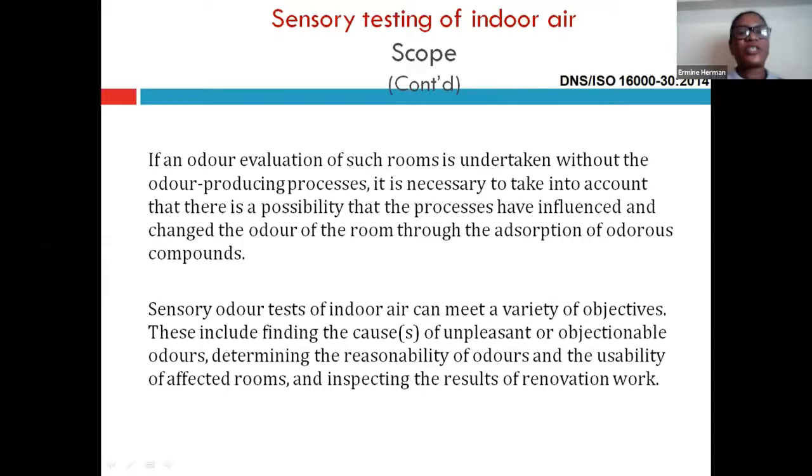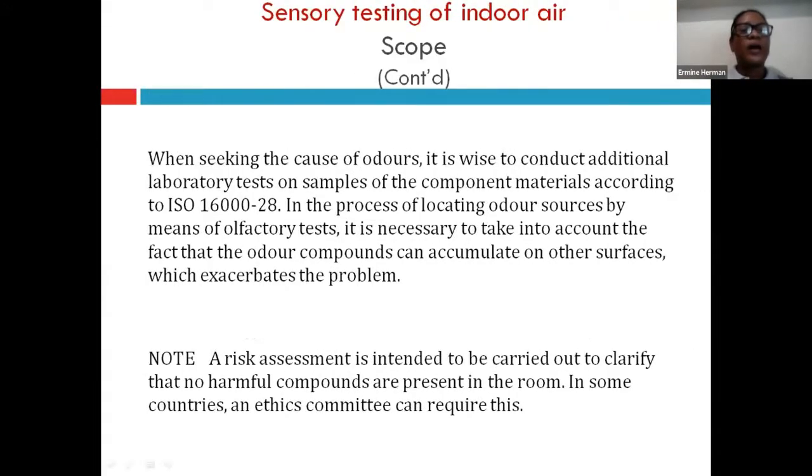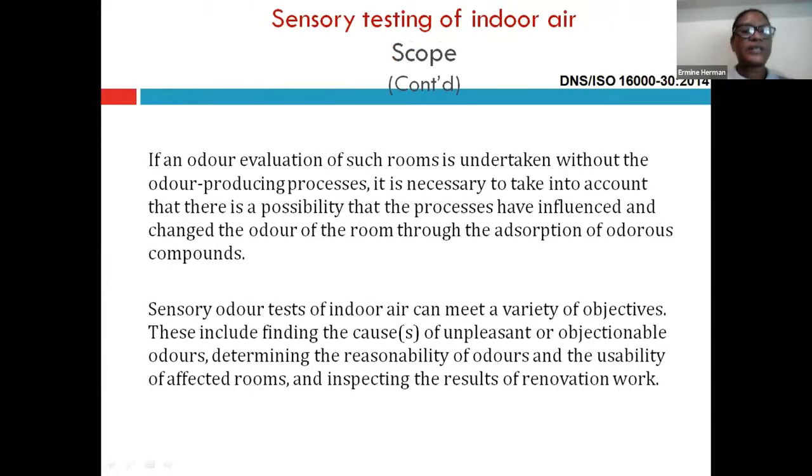If an odor evaluation is undertaken without the odor producing processes, it is necessary to take into account that there is a possibility that the processes have influenced and changed the odor, just like I have stated prior. Sensory odor tests of indoor air can meet a variety of objectives, and these would include finding the causes of the odor, determining the reasonability of odors, and the usability of affected rooms, and inspecting the results of renovation work. So you can use this scope for pre-assessments or post-remediation assessments.